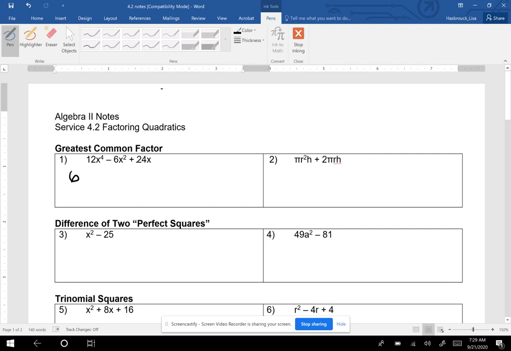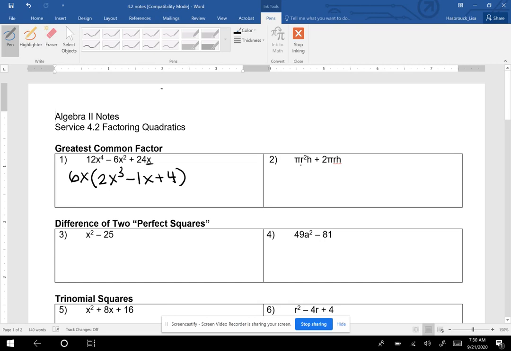Then I look at the x's, and I can take one x out of all of them. I can't take out more because this last term only has one x. If I do that, I have a 2 because 6 times 2 is 12, x cubed, since there's 3 x's left because we took one out, minus 1, 6 times 1 is 6, x, plus 4, 6x times 4 is 24x, and that's it.